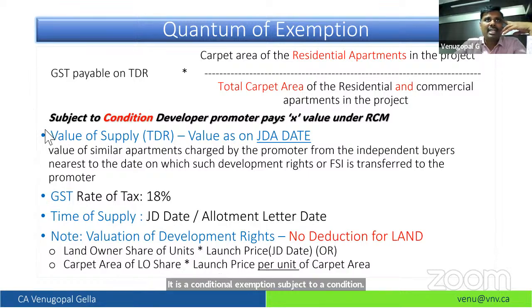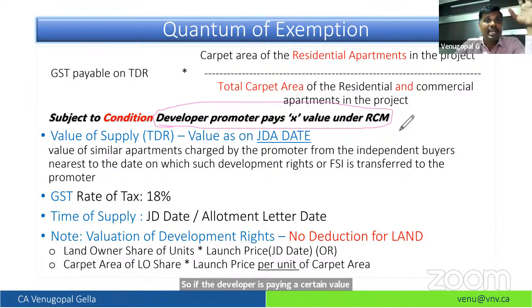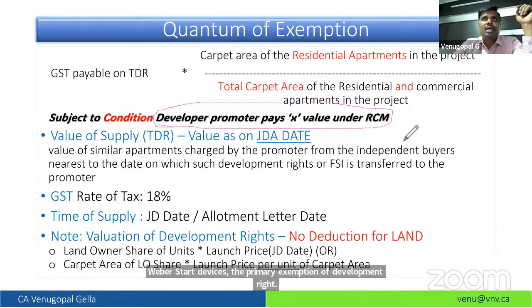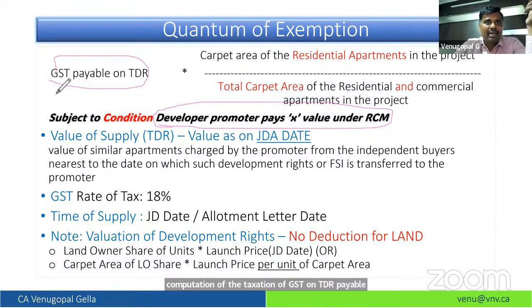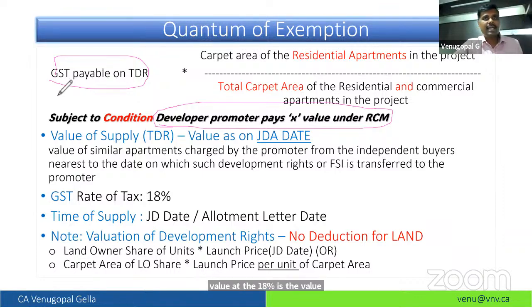The condition given here is that the developer has to pay a certain value under reverse charge basis. So if the developer is paying a certain value under reverse charge basis, the primary exemption of development right taxation has been given up. So there was a computation of the taxation of GST on TDR payable. This we just now saw. Whatever is the development right value at 18% is the value of the TDR.